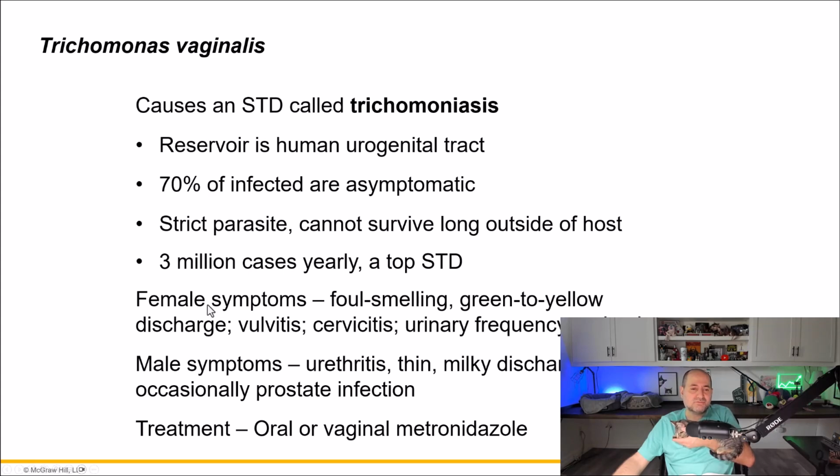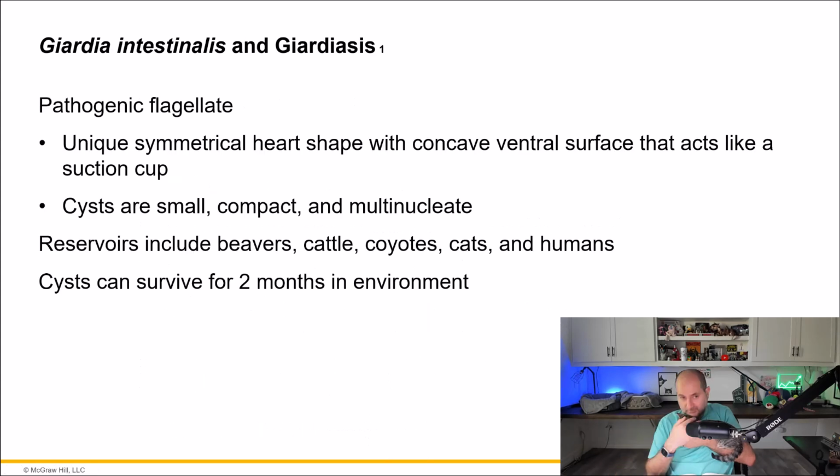In females, it produces a foul-smelling green to yellow discharge, vulvitis, cervicitis, urinary frequency, and pain. In males, the symptoms include urethritis, thin, milky discharge, and occasionally prostate infection. Treatment includes this anti-protozoal here. Moving on to another flagellated protozoa.